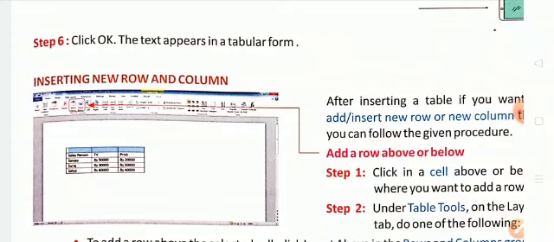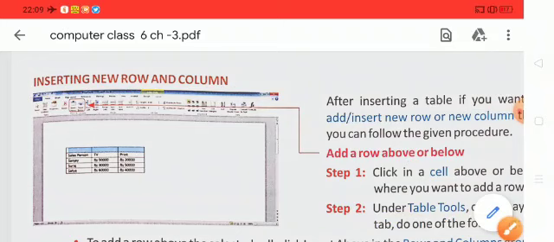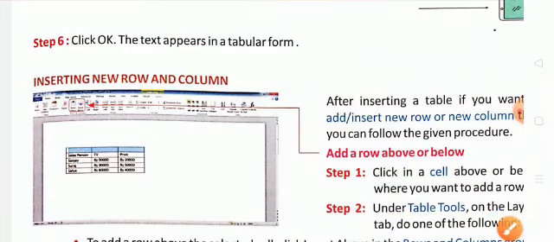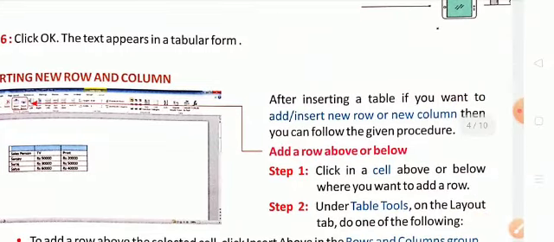Now, inserting new rows and columns. After inserting a table, if you want to insert a new row or a new column, we can follow the given procedures. So first one, add a row above or below. In step number 1, click in a cell above or below where you want to add a row.